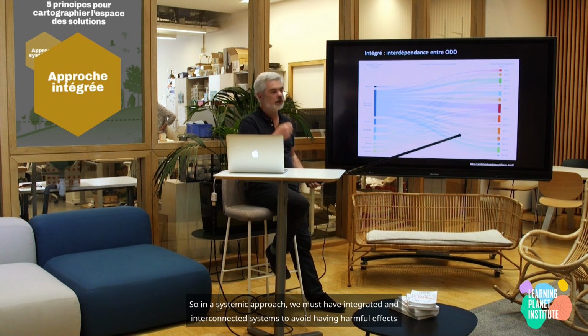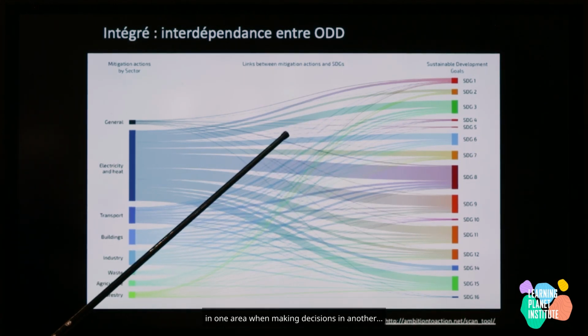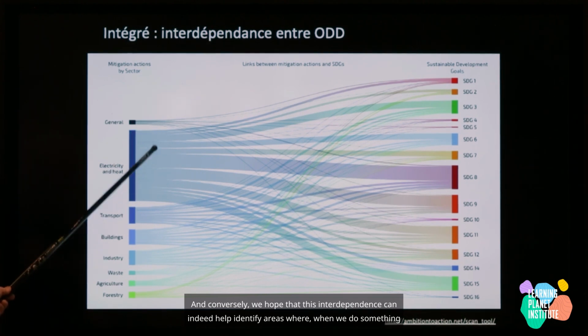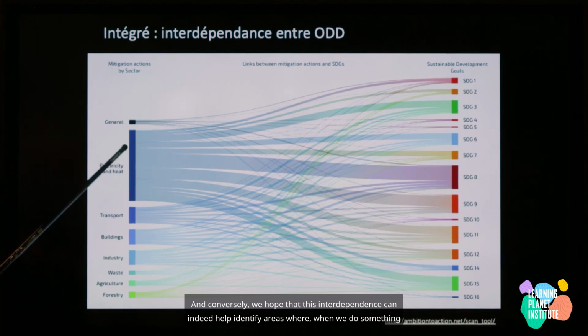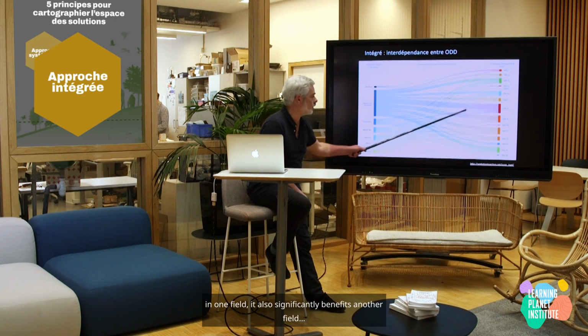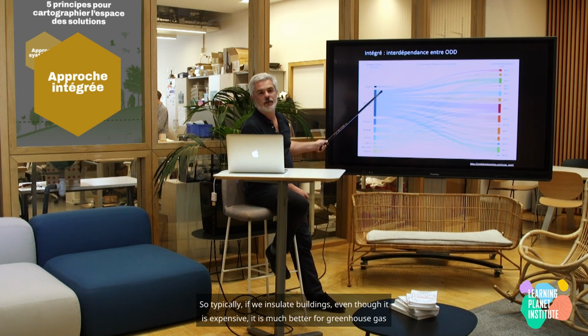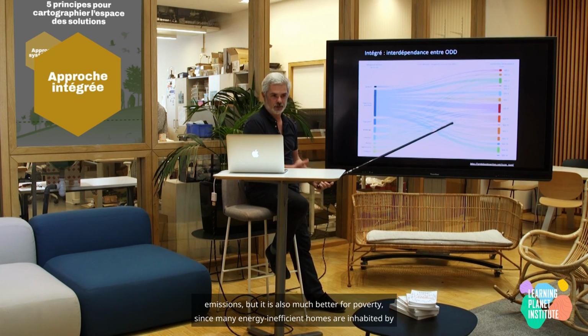So in a systemic approach, we must have integrated and interconnected systems to avoid having harmful effects in one area when making decisions in another. And conversely, we hope that this interdependence can indeed help identify areas where, when we do something in one field, it also significantly benefits another field. So typically, if we insulate buildings, even though it is expensive, it is much better for greenhouse gas emissions, but it is also much better for poverty, since many energy inefficient homes are inhabited by people who are in great need.